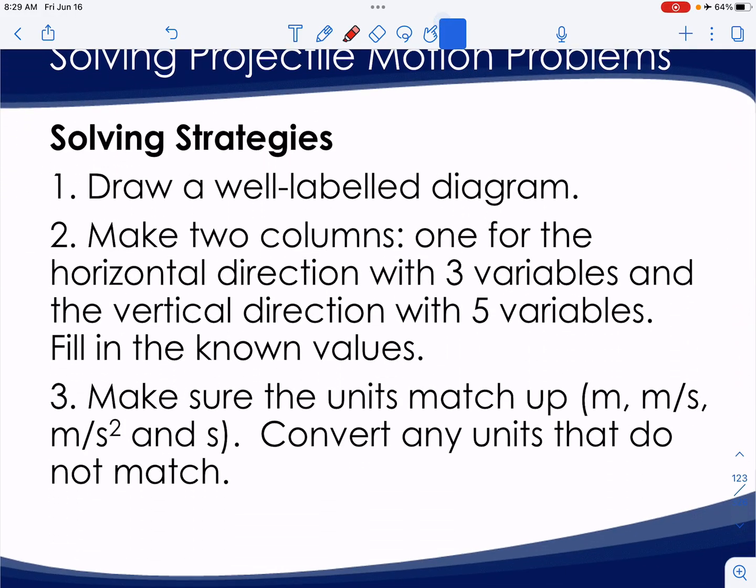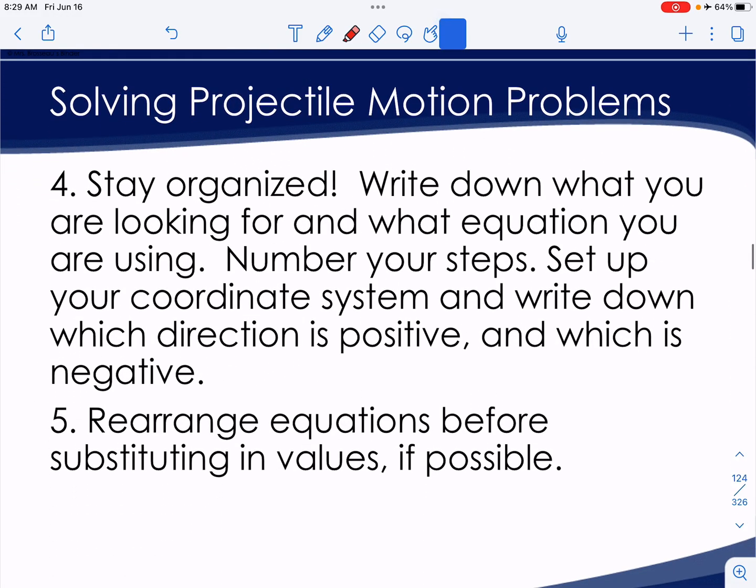Solving strategies. Draw a well-labeled diagram. Make 2 columns, one for the horizontal direction with 3 variables and one for the vertical direction with 5 variables. Fill in the known values. Make sure that the units match up and that everything's consistent, that you have everything in meters and seconds. Convert if units do not match. Stay organized, then rearrange equations before substituting in values, if possible.